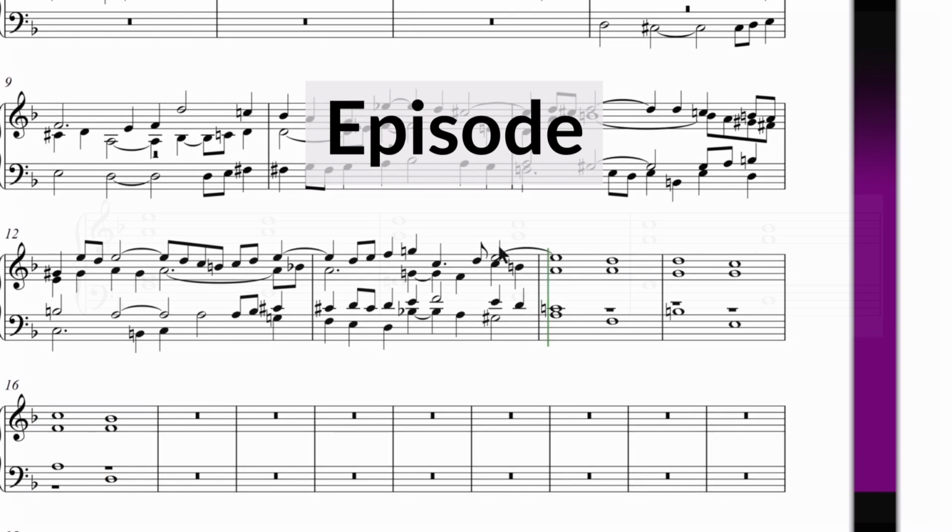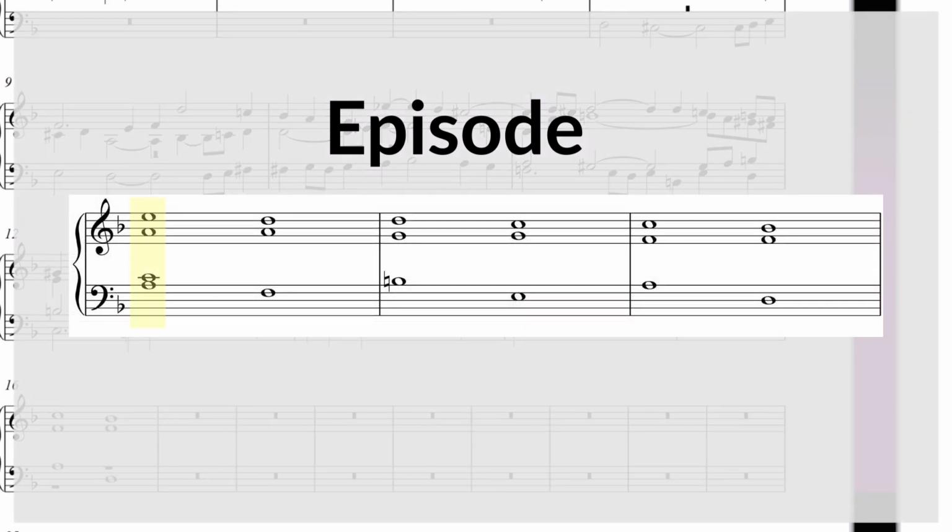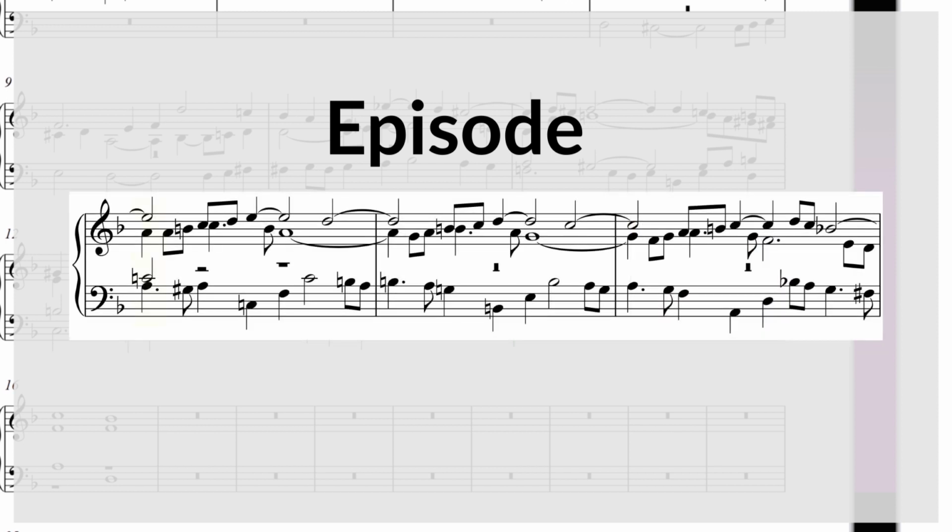For our first episode, we're going to take a chord progression, and use some of the motifs in the subject to decorate these chords. And when we're done with the episode, we're going to go back to using subjects.